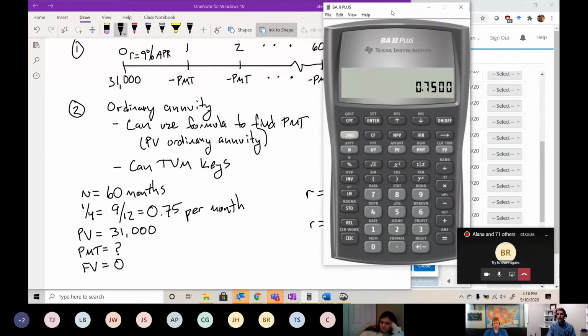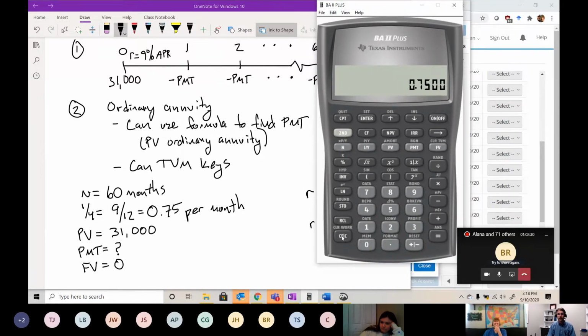All right, let's put these guys in the calculator. I'm going to start by clearing out my time value money keys because the last problem I worked is still in there. So I'm going to hit second clear TVM to clear it out. And that makes everything 0. And then I'm going to work left to right key by key again. I'm going to start with N. So I'm going to type 60 and press N.